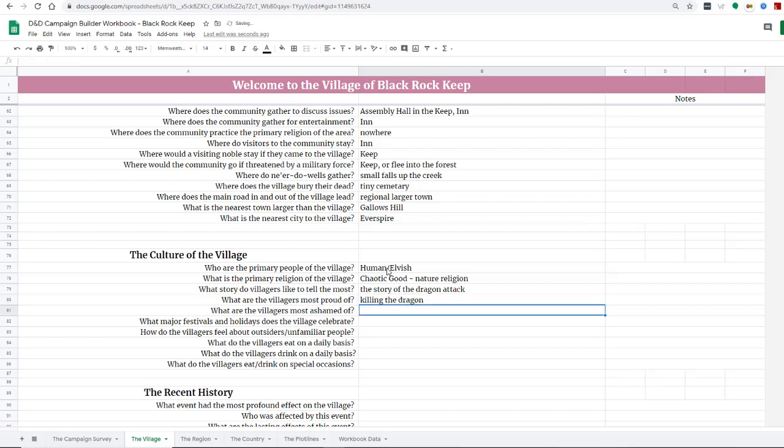So maybe somewhere in this village is a dragon skull. What are the villagers most ashamed of? Now, this is just like the secret element of the village. Like, what don't they want people to know? It doesn't necessarily mean that they go to extreme lengths to cover this up, but boy, they don't air their dirty laundry out for everybody. So what are they most ashamed of?